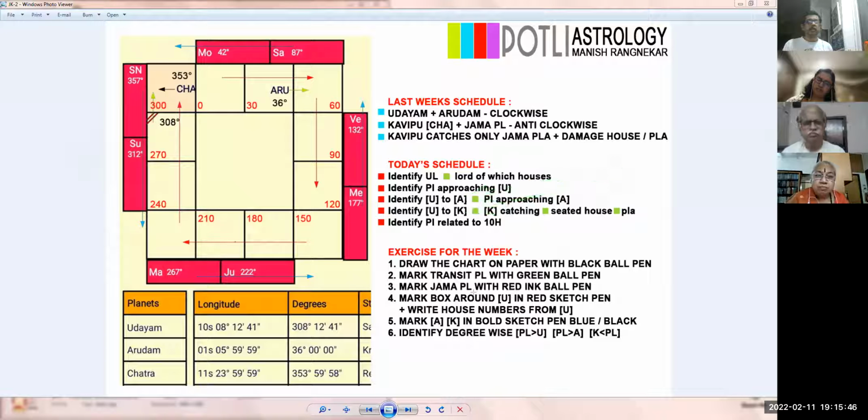Okay, 2 things. So what this means is Udayam to Arudam. Where is Arudam now? Here. Udayam to Kavipu is here. Correct? So if this is house number 1, because this is the Udayam, Kavipu becomes house number 2, and 1, 2, 3, 4, your Arudam becomes 4. So the distance between the Udayam and the Arudam and the Udayam and the Kavipu also add on to the story.